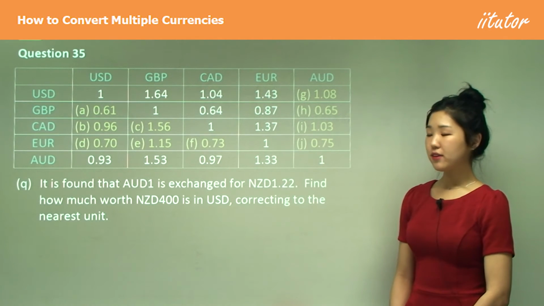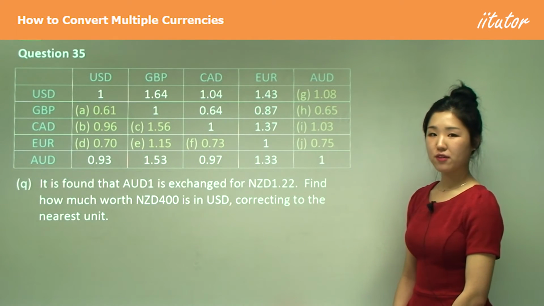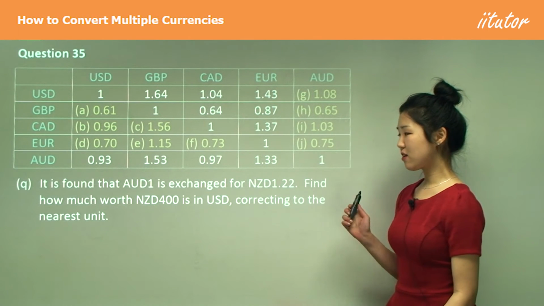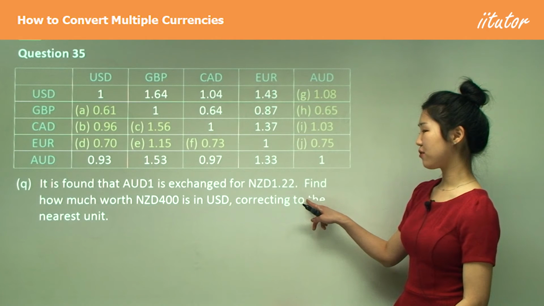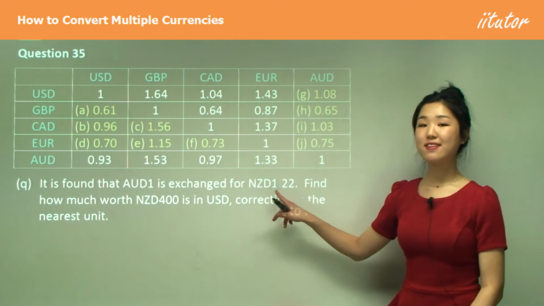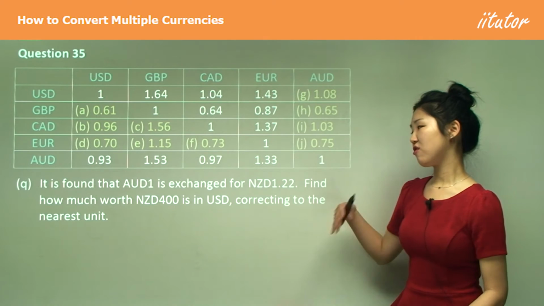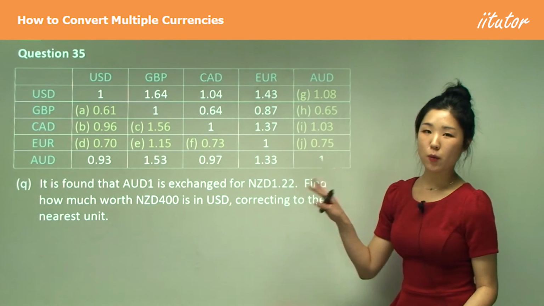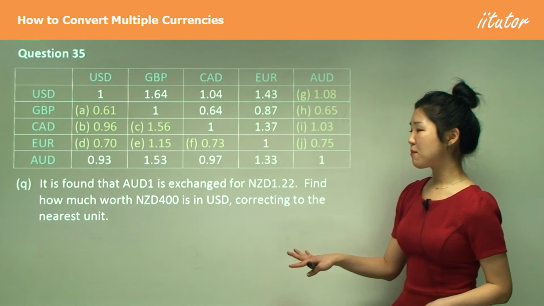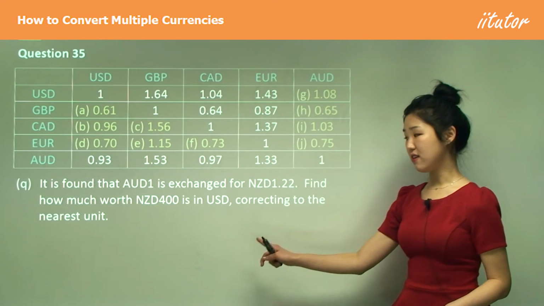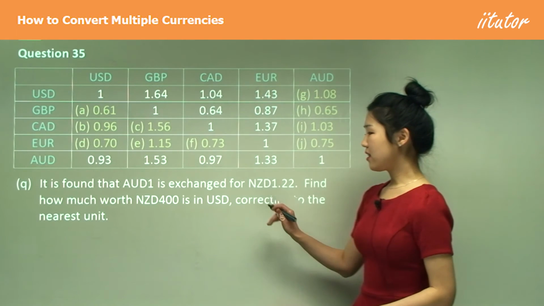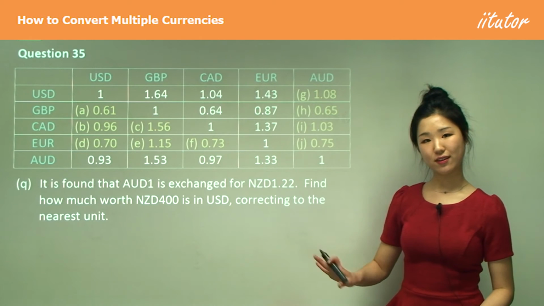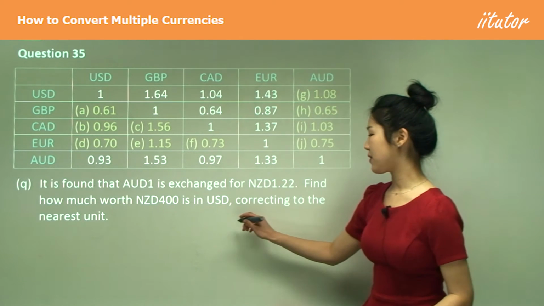Okay, Q. This one is a little bit different type of question, gets a little bit more intensive. Watch this. It is found that AUD 1, so 1 AUD is exchanged for 1.22 NZD. This one's a new currency introduced, so it's New Zealand dollars, but it's not on the table. So we're going to try to work this out. Find how much worth New Zealand 400 is in USD. 1 Australian dollar is equivalent to 1.22 New Zealand dollars, okay? So what I'm going to do is write that down.